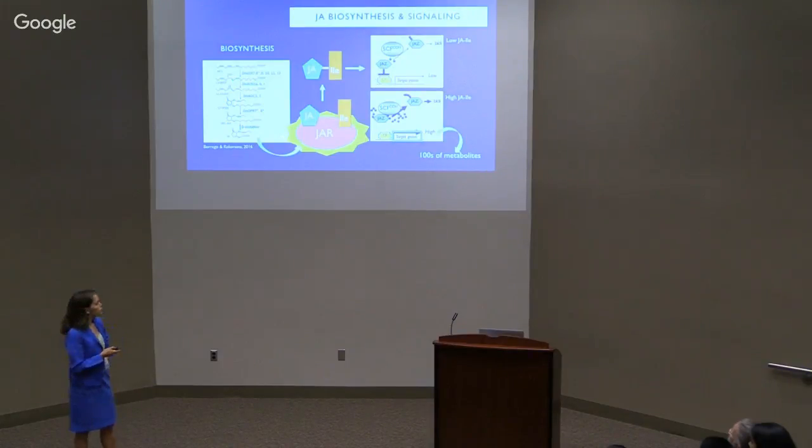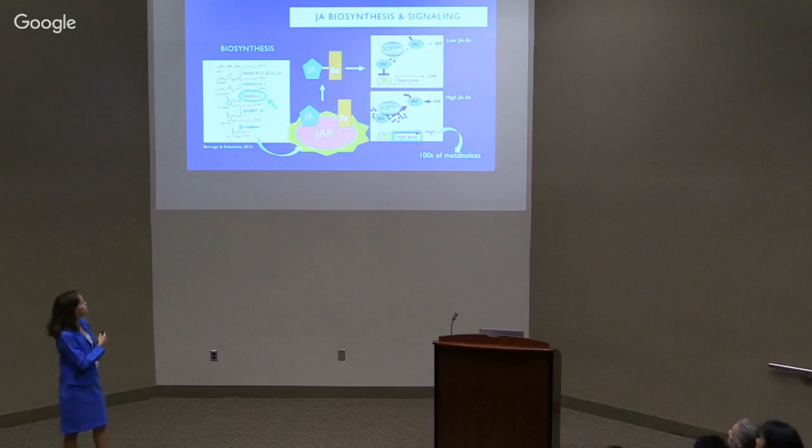The second reason it's so interesting is that it's related to this enzyme called JAR. That kind of makes sense, because IAA amino synthase, or auxin amino synthase, adds amino acids to auxin. So what if it can add isoleucine to JA? That's what we're focusing on.